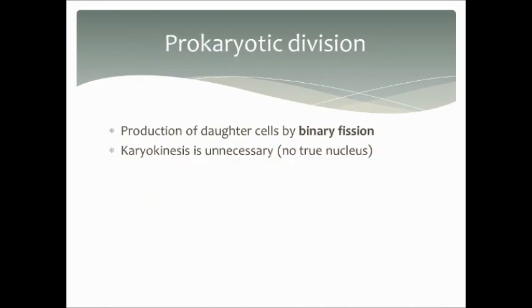In prokaryotes, they divide via binary fission. So karyokinesis is unnecessary. Remember, karyokinesis is mitosis, essentially, the formation of those nuclei. Prokaryotes don't have a true nucleus, so they don't undergo karyokinesis or a mitosis-like division. It's more so that one cell divides into two cells, kind of like budding, if you've seen that before.